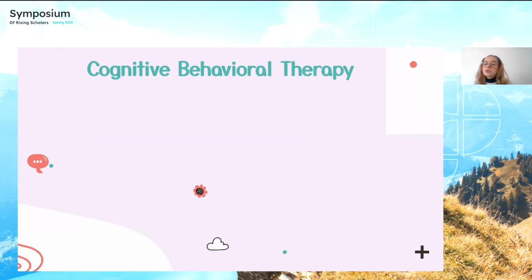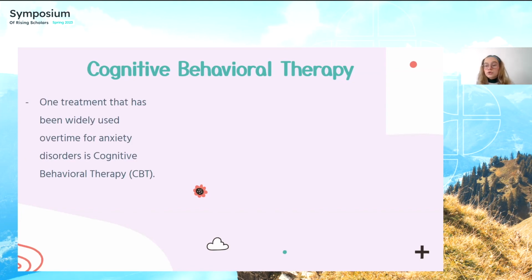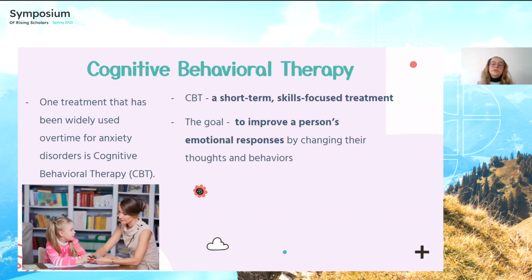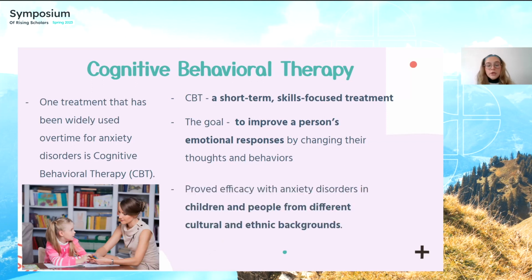So I also looked at some treatments that can be used for anxiety. One treatment that has been widely used over time is cognitive behavioral therapy, and it is a short-term and skill-focused treatment. The overall goal of this therapy is to improve a person's emotional responses by changing their thoughts and behaviors. This treatment has actually proved efficacy with anxiety disorders in children, and also with people from different cultural and ethnic backgrounds. And this is very important when talking about treatments. This means that this treatment can be effective regardless of a person's background, and this is why it has been so widely used over time.